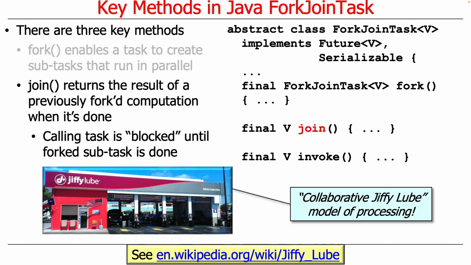Instead, what happens is the collaborative Jiffy Lube model of processing. And I think we've talked about this before, so I'll just quickly recap it. But in a nutshell, you have a pool of threads, which is like a pool of workers at the Jiffy Lube when you get your oil changed. And maybe you have one or two workers per bay. And when a car drives in, if you have all the bays full, then the workers will just work on that car in their bay. That's the normal way things work.